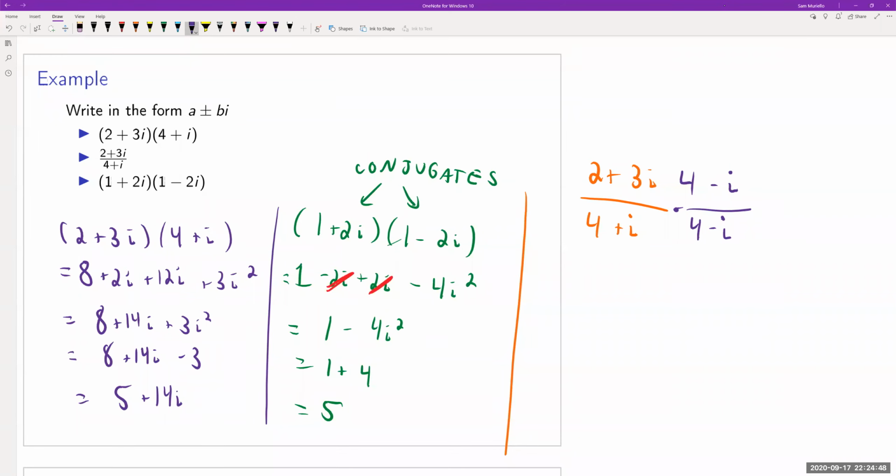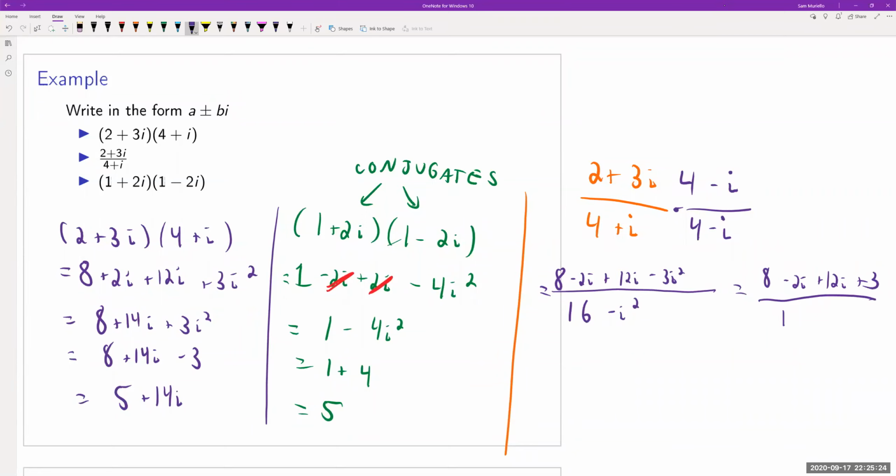So I will get 16 plus 4i minus 4i cancels, so minus i squared. In the numerator, I'll get 8 minus 2i plus 3i, plus 12i, excuse me, minus 3i squared. And then I can simplify. So first, let's flip over these i squareds. So this will be 8 minus 2i plus 12i plus 3.